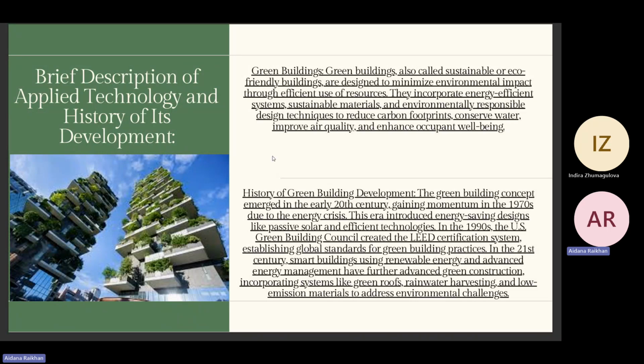Green buildings, also called sustainable or eco-friendly buildings, are designed to minimize environmental impact through efficient use of resources. History of green buildings development. The green buildings concept emerged in the early 20th century, gaining momentum in the 1970s due to the energy crisis.